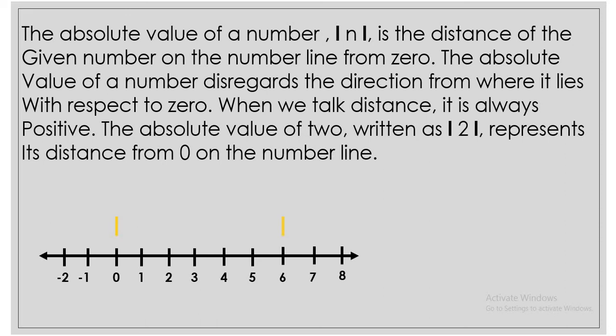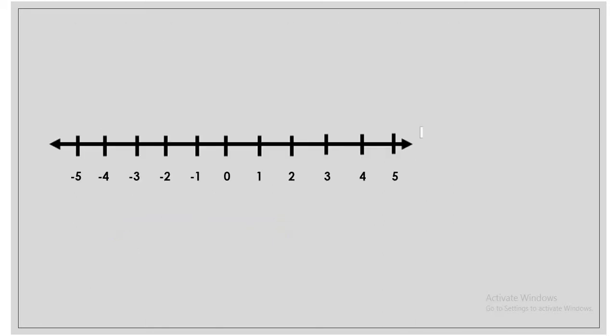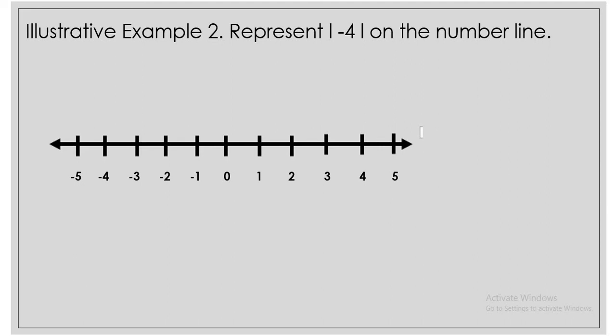So this is our example. Okay, the distance is 6. So, in this figure, we represent the absolute value of 6 on the number line. Let's have another example. Represent the absolute value of negative 4 on the number line.